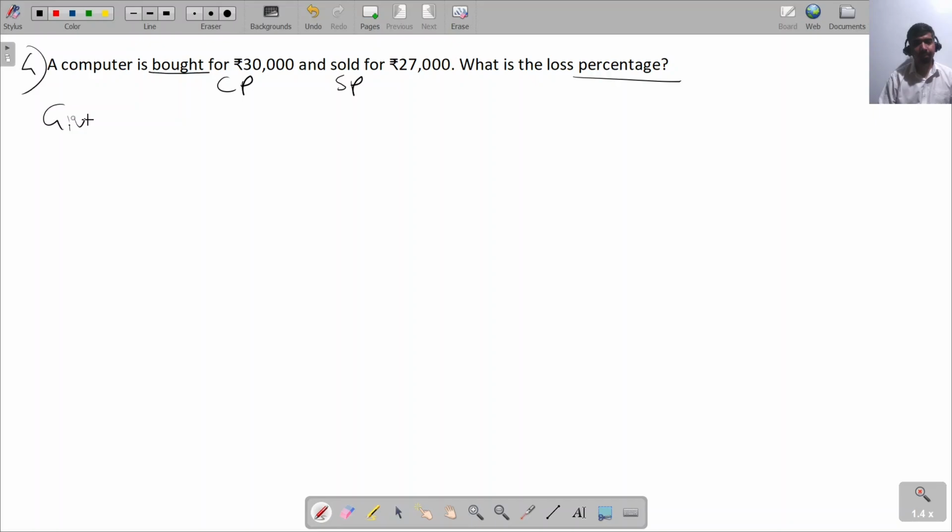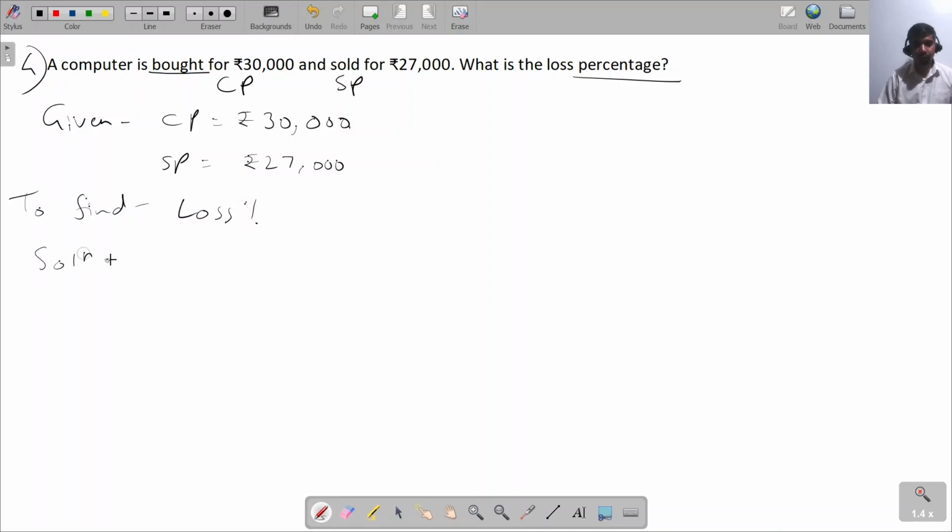So let's write the given. So we have got cost price is rupees 30,000 and selling price is rupees 27,000. We have to find loss percentage. Solution, let's do. Loss percentage is what? CP minus SP upon CP into 100. CP is how much? 30,000. The buying price was 30,000, selling it for 27,000. So naturally you will have a loss.